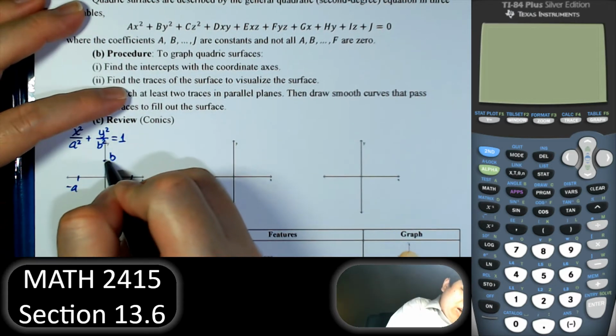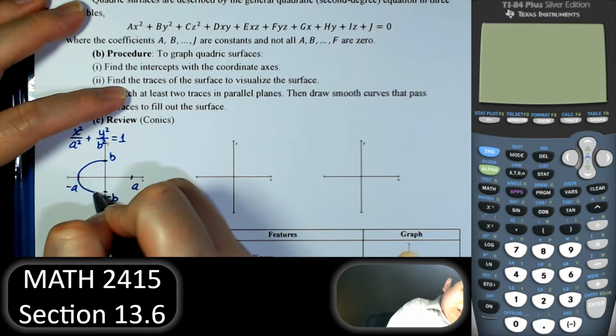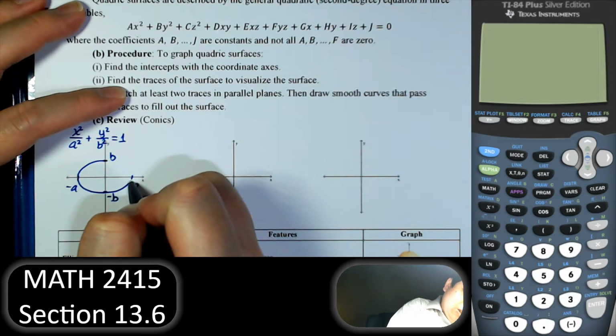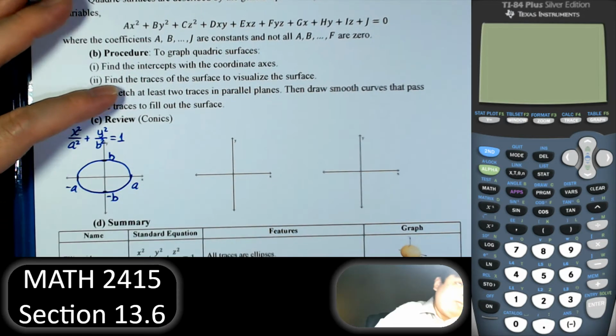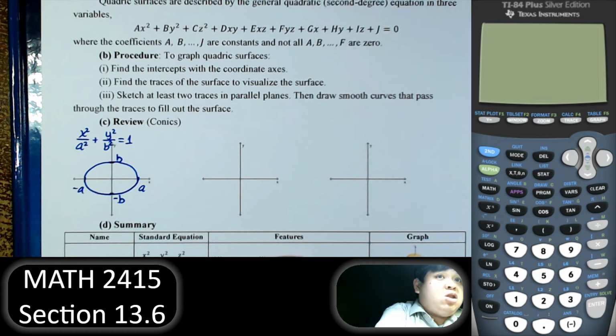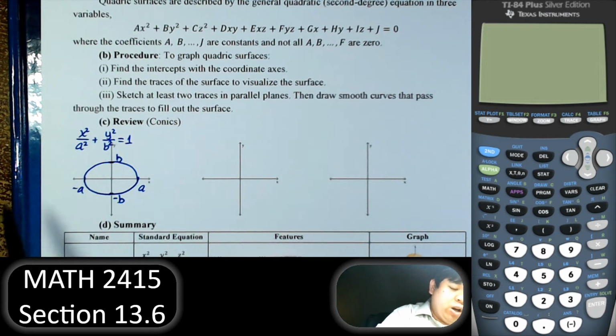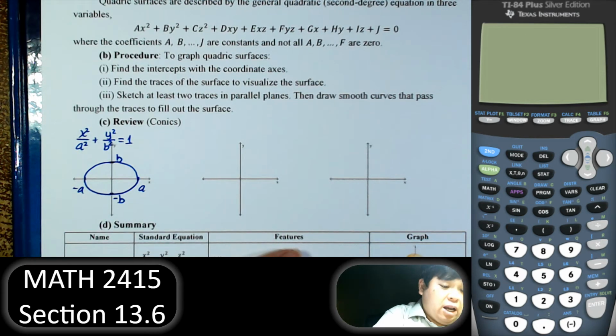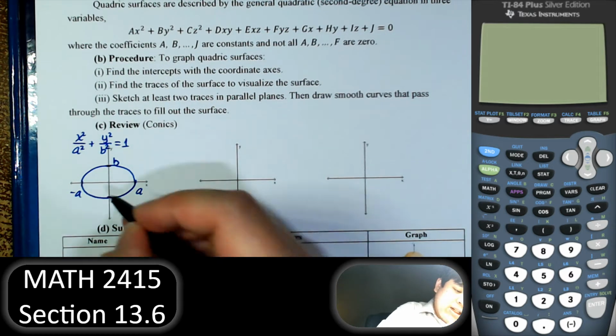And with that we have an ellipse. Right, so just find the intercepts, and this is the equation of an ellipse. Next, this is an ellipse.